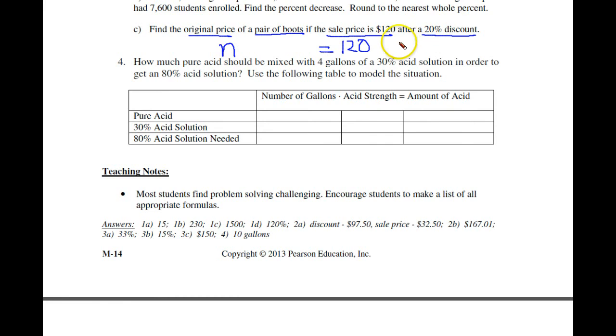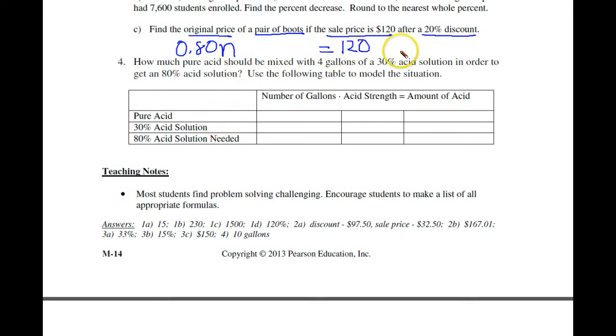Okay. So in a sense, this sales price represents what percent of the original price? If you got a 20% discount, then this represents what percent of the original price? Would you go along with 80%? So 80% of the original price is this, and there's your equation.